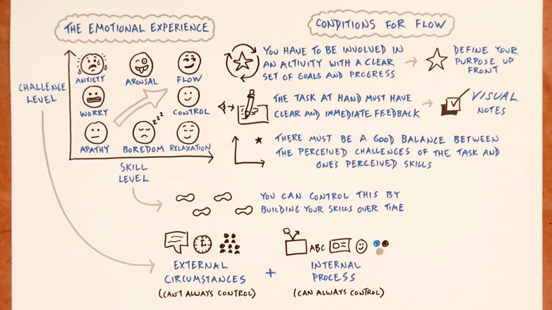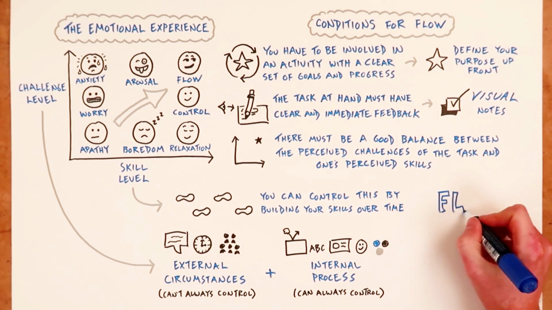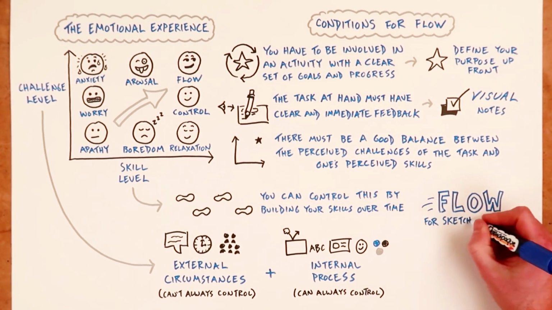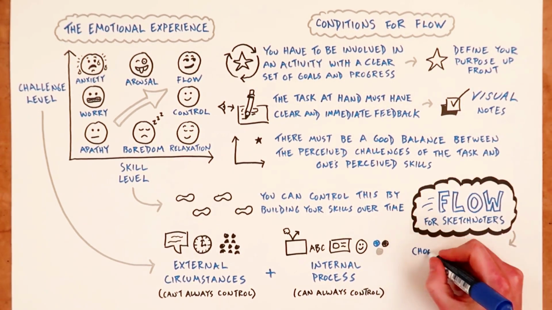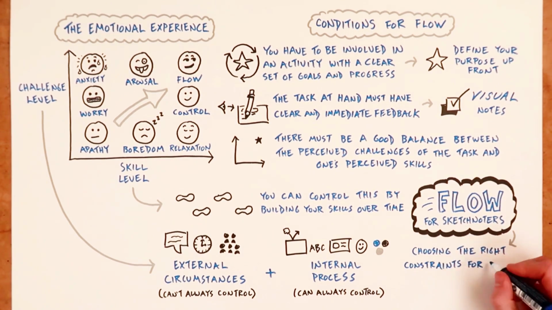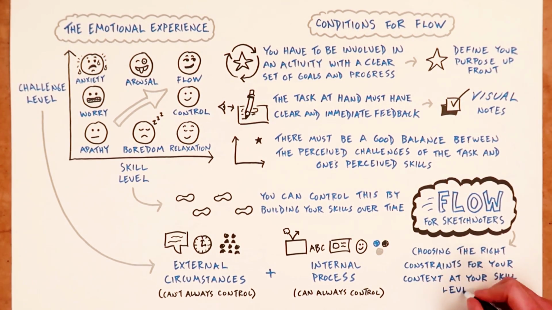So, if the external circumstances that you can't control are challenging, try to balance that out by simplifying your process so that there's as much of a balance as possible between the challenge of the task at hand and the skills that you bring to the table. That, I think, is how best to seek flow as a sketchnoter. You have to choose the right constraints for your context at your skill level.